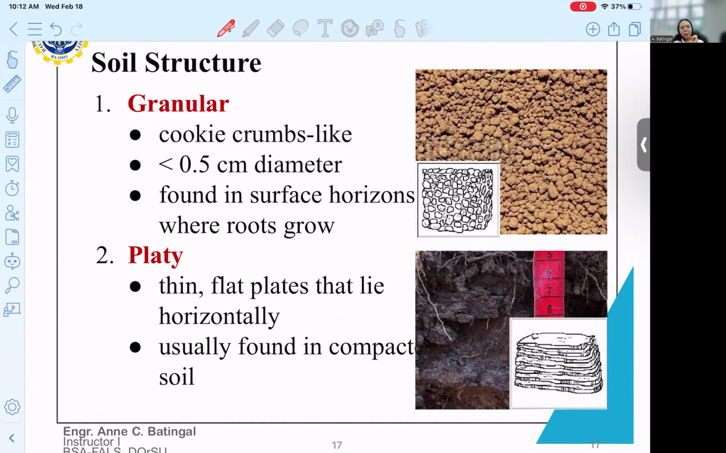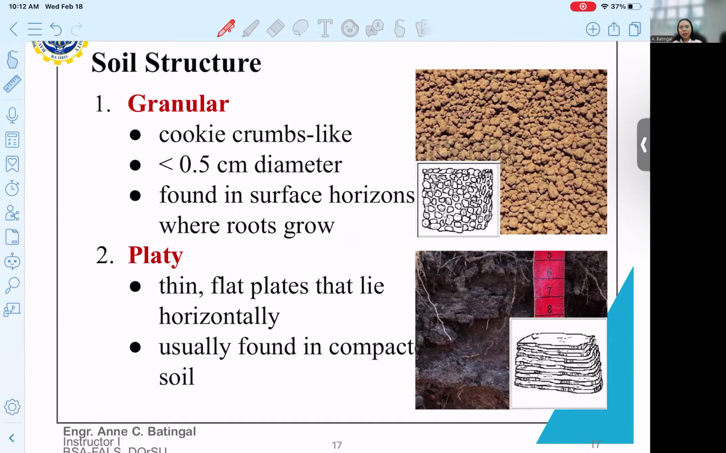Enough para makapenetrate ang imong roots, enough po para makahold siya og water, and makadrain po og water nga dili siya very compacted imuhang lupa. Next is your platy na soil structure.